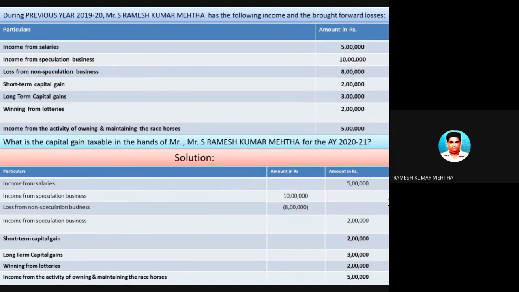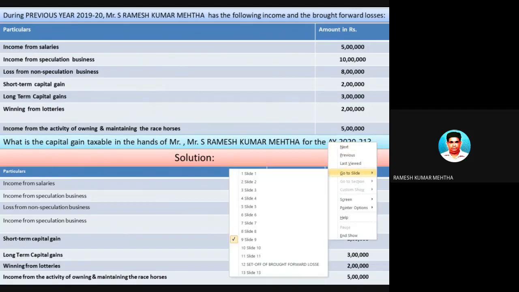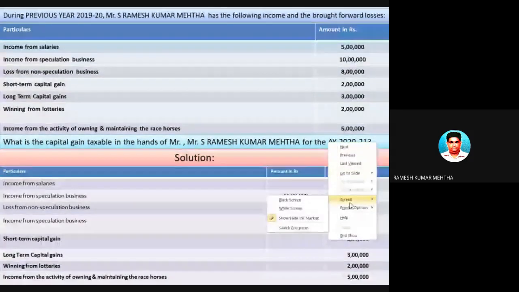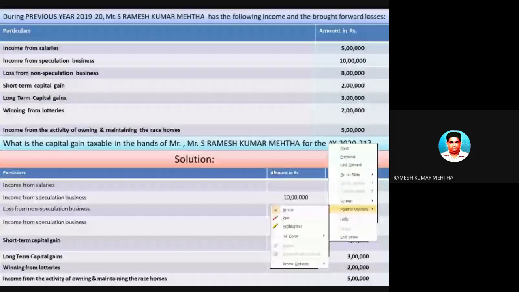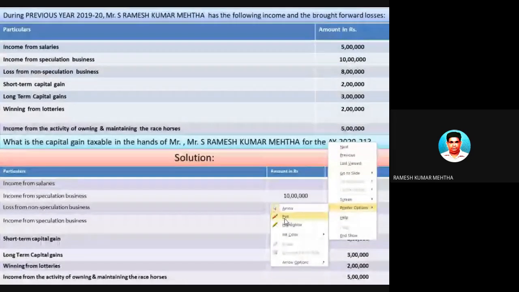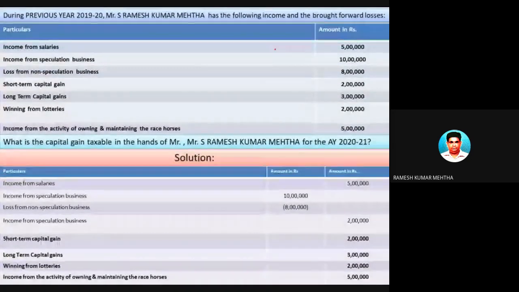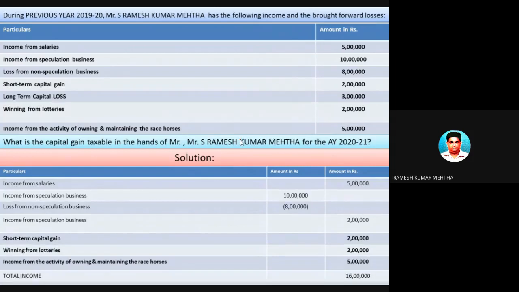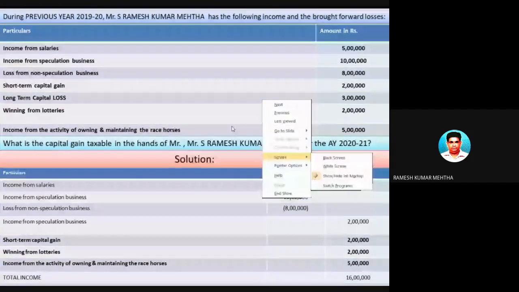Let's take the next problem. The next problem is for this assessee S. Ramesh Kumar Mehta, who furnishes the following incomes and brought forward losses. So this is a similar problem. There is no change as such, so let's ignore it. Next one, this is a different problem. Let's solve this problem.